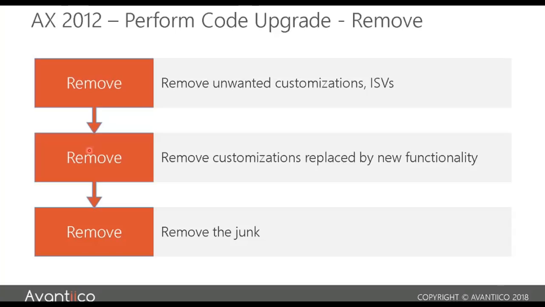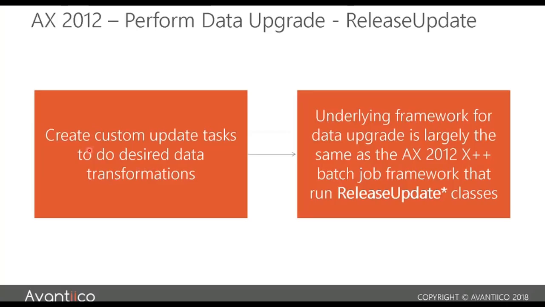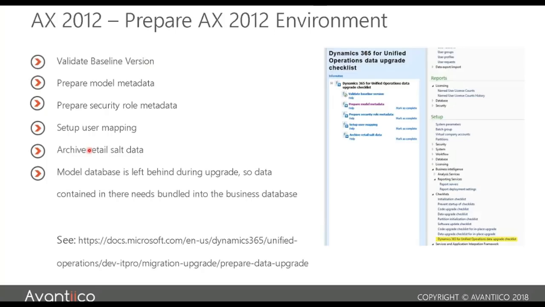So recommendation would be to look at your existing customizations. What is not needed? What could you remove for new functionality? What could you replace with a new ISV solution or drop an ISV solution? So again, we would do the code first. Then we would do the data. So there is a data upgrade framework. It's very, very similar to the standard upgrade framework in previous systems where you have the release update classes in AX. But there are some differences. So what we're going to do is we'll just go through this process now and see.